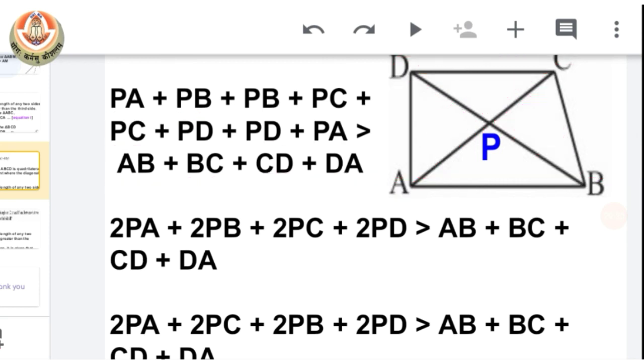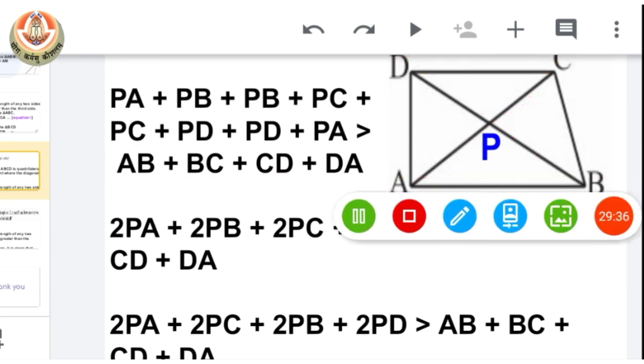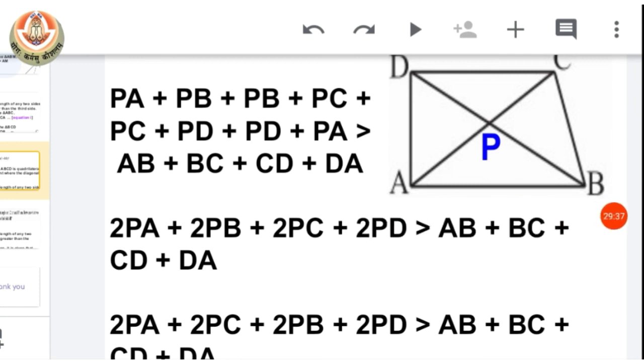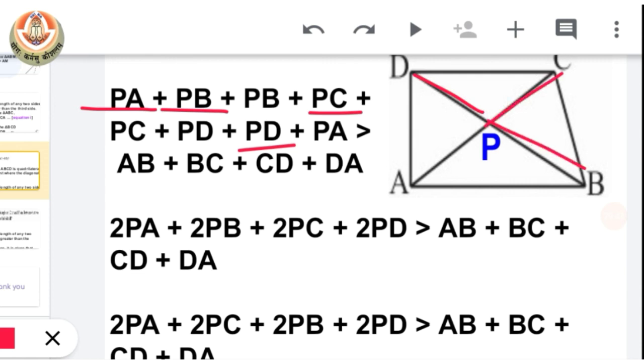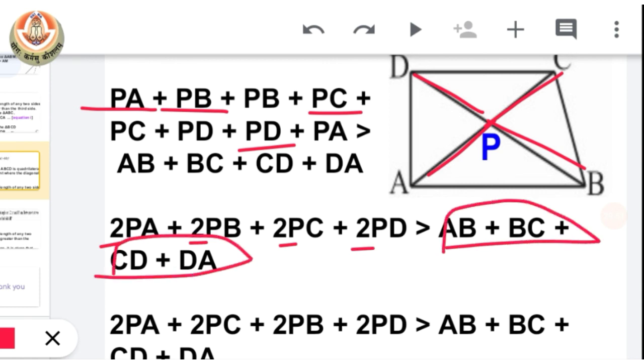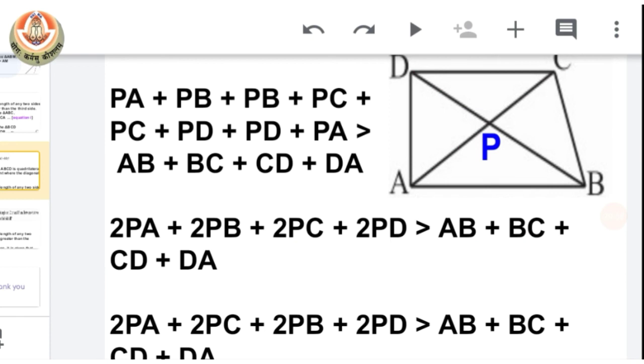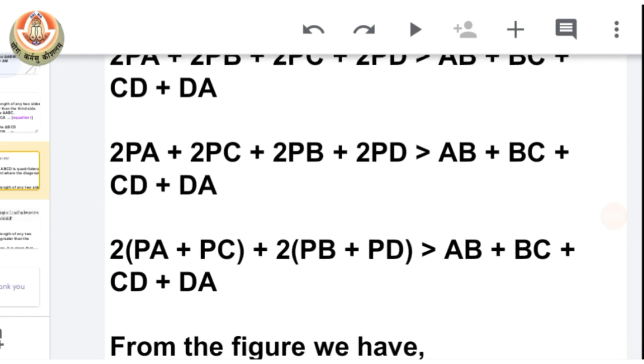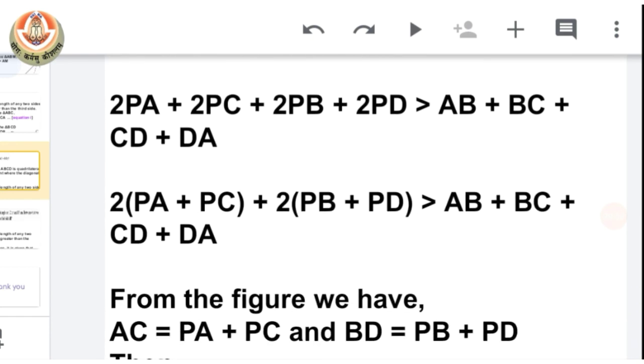Now we all know that AP is repeating twice, PB is repeating twice, PC and PD as well, all the 4 segments are repeating twice. So we get 2 with them, and on the other side we have the sum of the sides of the quadrilateral. Now we will take 2 common.